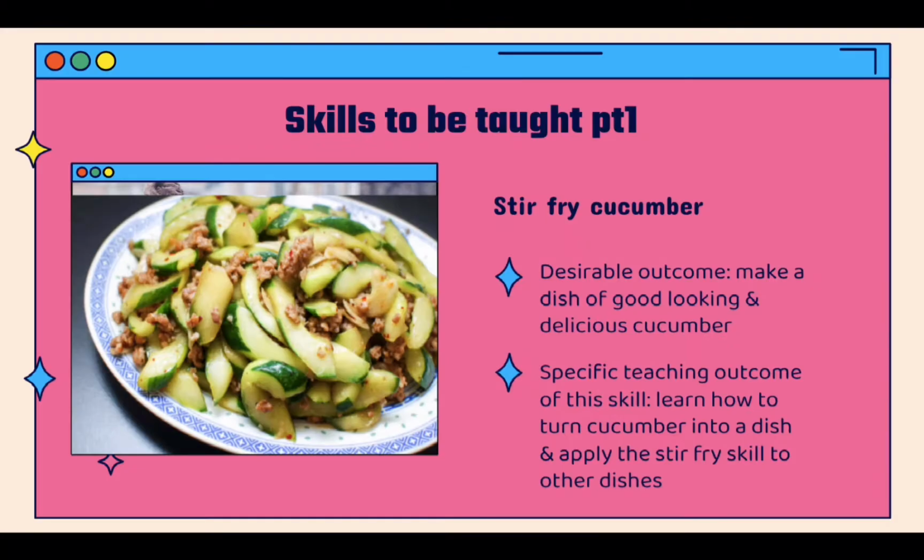The skill that I will be teaching is stir-fry cucumber. The desirable outcome is that my learner can make a dish of good-looking and delicious cucumber. The specific teaching outcome of this skill will be that the learner can learn how to turn the cucumber into a dish and apply the stir-fry skill to other dishes.